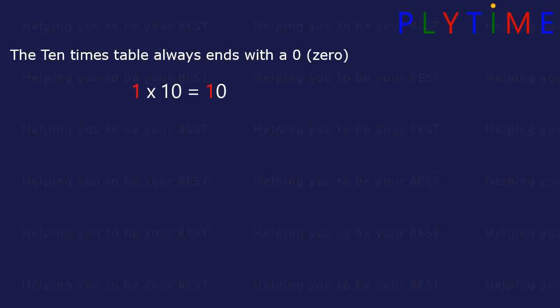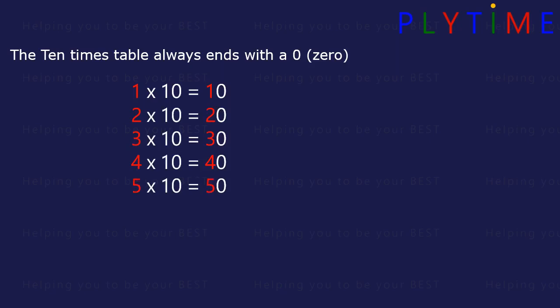1 times 10 is 10. 2 times 10 is 20. 3 times 10 is 30. 4 times 10 is 40. 5 times 10 is 50. 6 times 10 is 60. 7 times 10 is 70.